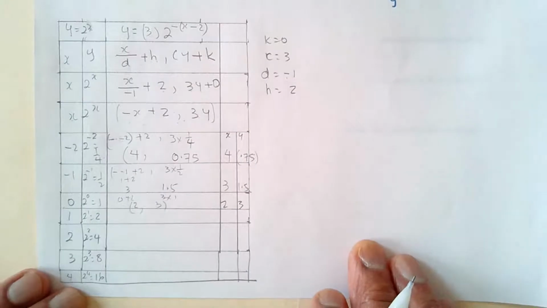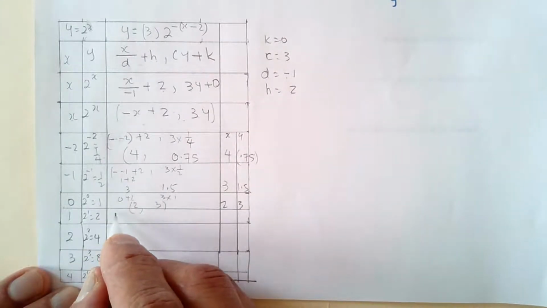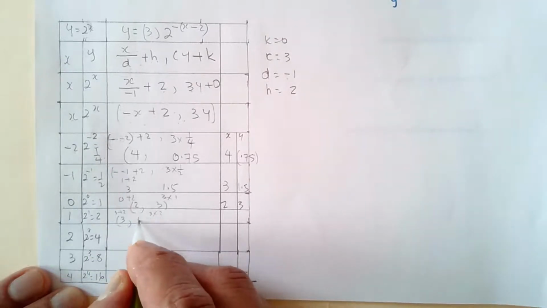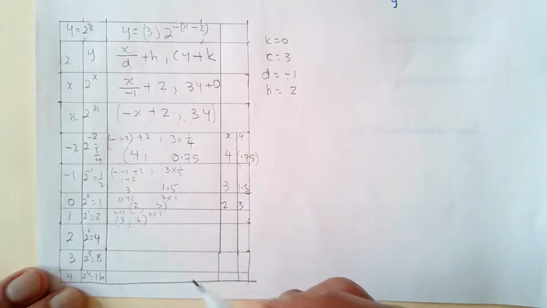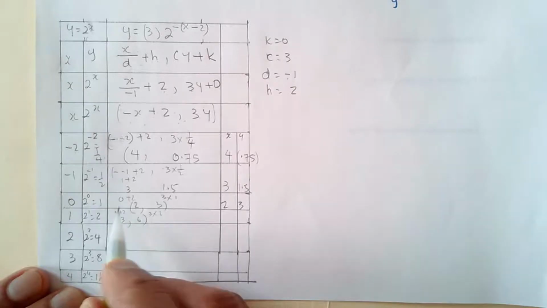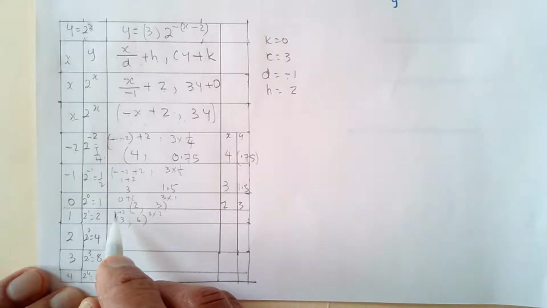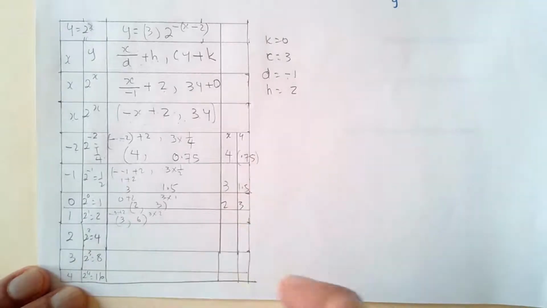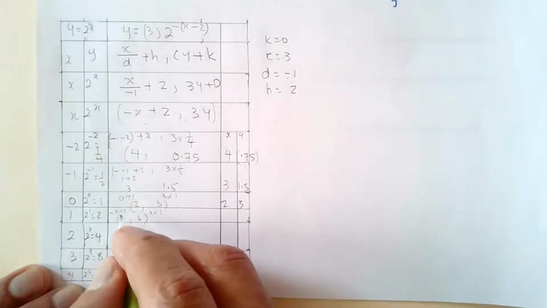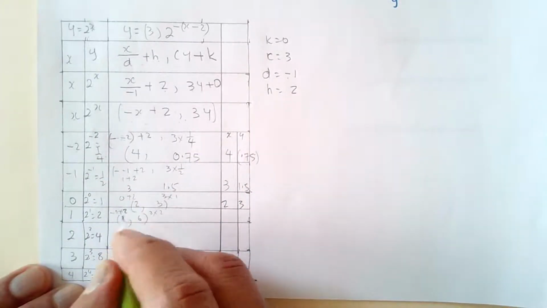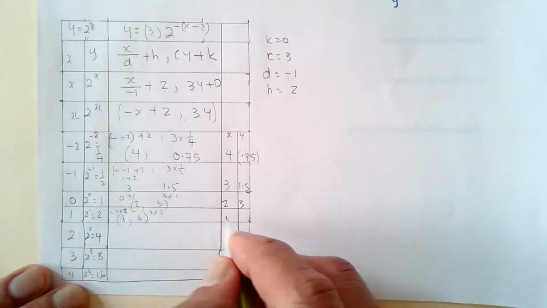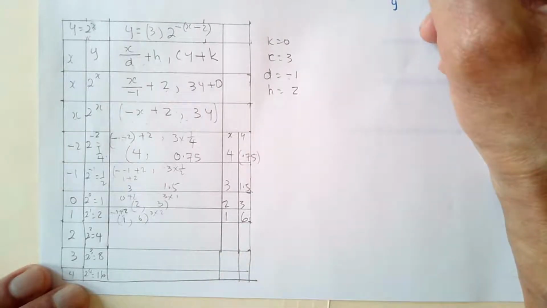Continue. We have x is 1, 1 plus 2 gives me 3. Then we have 3 times 2 gives us 6. Is it correct? Let's see. X is 1. So we have -1. Oops, it's not correct. -1 plus 2 gives you 1, and 3 times 2 is 6. X is 1, y is 6.